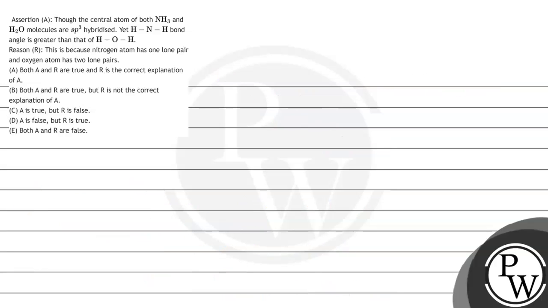Now we know that when it is sp3 hybridized, the bond angle is inversely proportional to the lone pairs on the central atom. Which has more lone pairs? H2O has more lone pairs than NH3. So the bond angle of NH3 will be greater than that of H2O, right? So the assertion is right that the NH3 bond angle is greater than that of H2O. So the assertion is true.